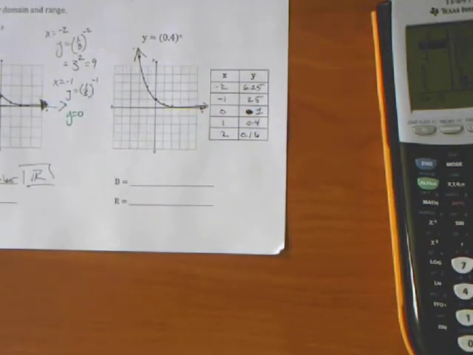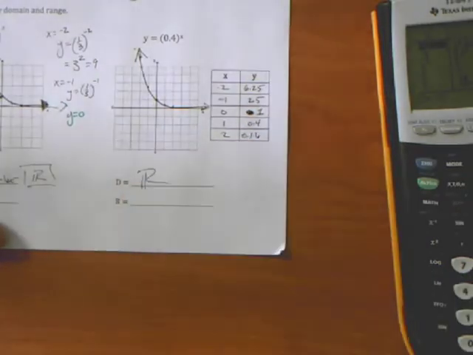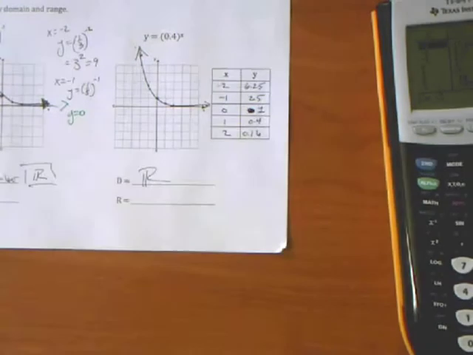What's the domain? What x's are you allowed to plug in? Has anything changed from before? No. Other than the base? No, but we're still just plugging in x's to an exponent. You can still pick any number you want. We still can choose any real number for x.